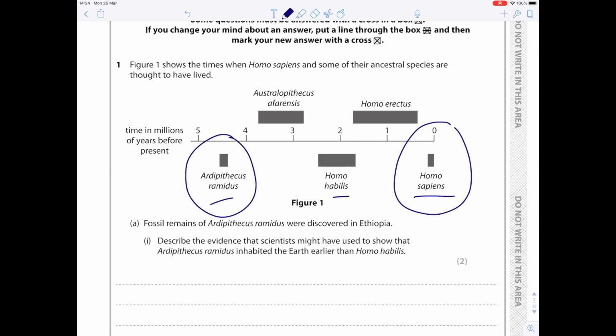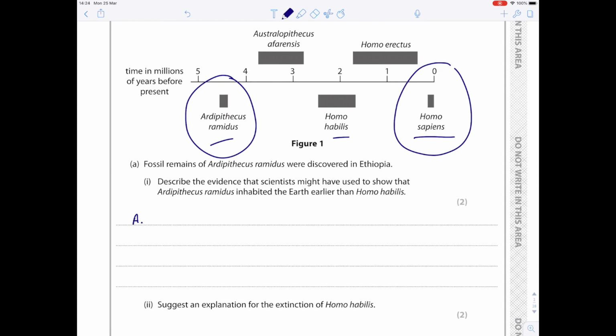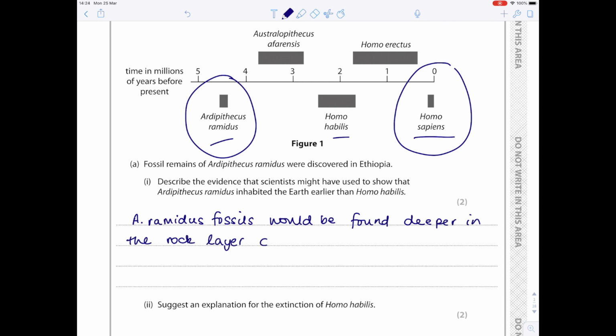So first of all, say that Ardipithecus ramidus fossils would be found deeper in the rock layer compared with Homo sapiens. And you need to give a second separate point for the second mark. So we tend to think that the newer species are more advanced in every way, and in order to be more advanced they need larger brains. So you could compare their skull sizes, or if we're being fancy, we could say their cranial capacities.